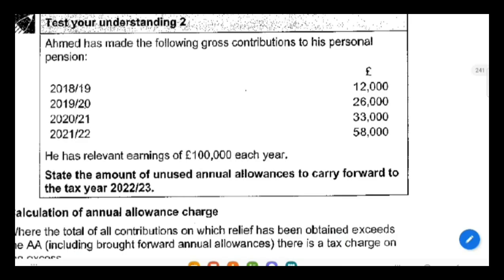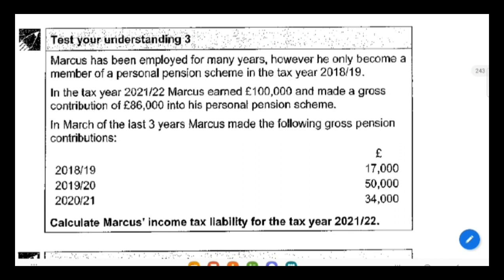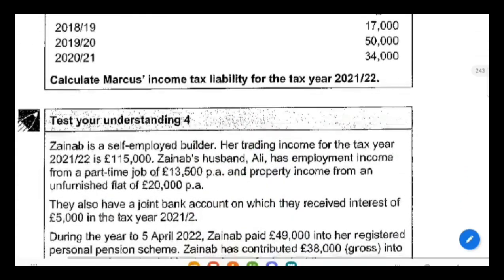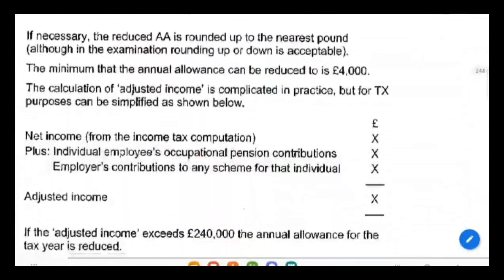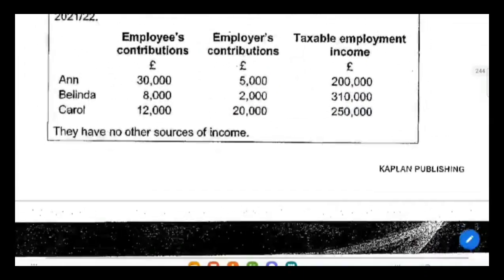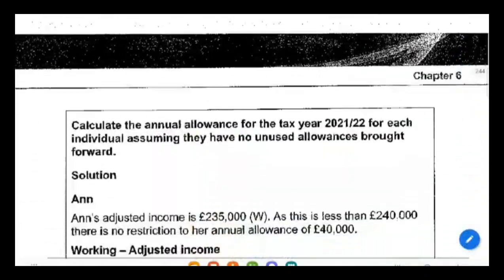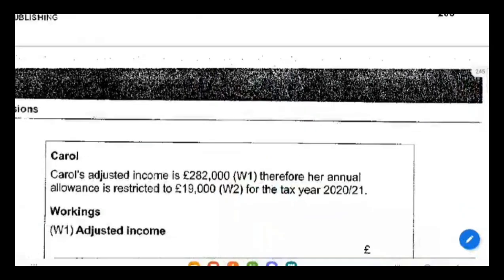For the calculation of unused annual allowance of previous years, this is very important: Test Your Understanding 2 from the Kaplan book. In this test your understanding, as your contribution is in excess of the annual allowance limit, the excess portion is chargeable to tax. Remember, wording is quite important.